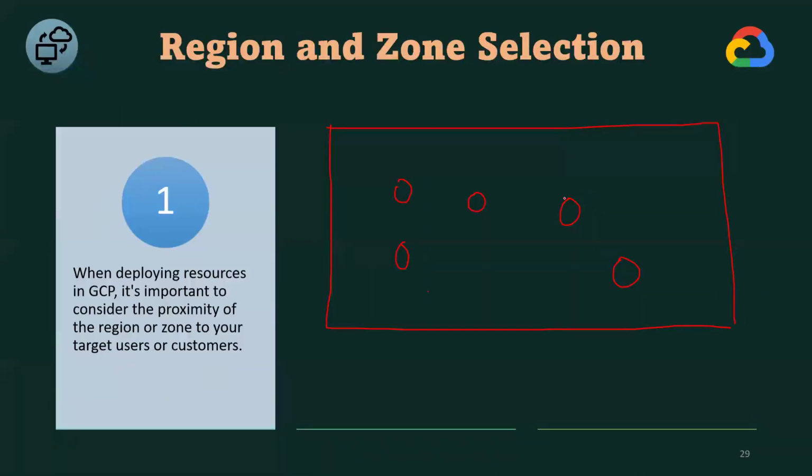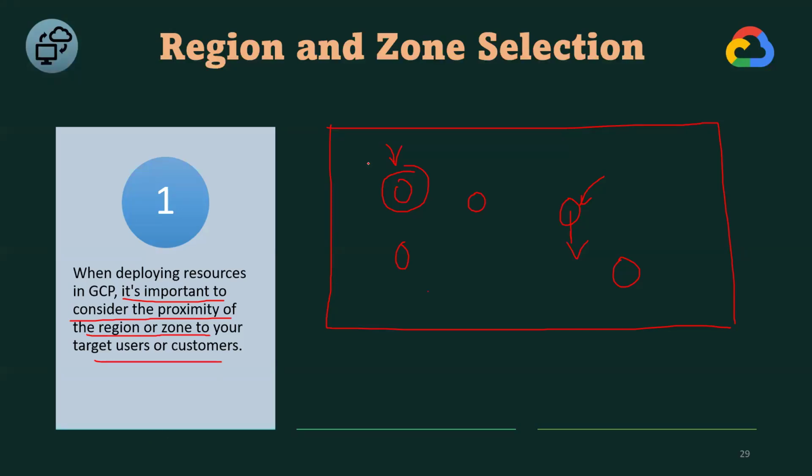So what does our first point say? Instead of deploying your resources here, if your target users are here, try to deploy in the Indian data centers only, or Asia's data centers only, so that the application is very fast, provides optimal performance, is highly available, and has very little latency. When deploying resources in GCP, it is important to consider the proximity of the region and zone to your target users or customers.